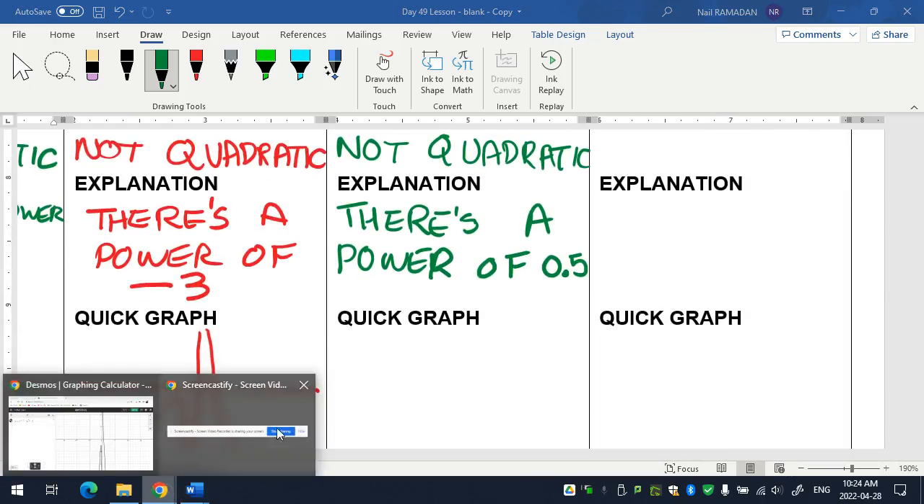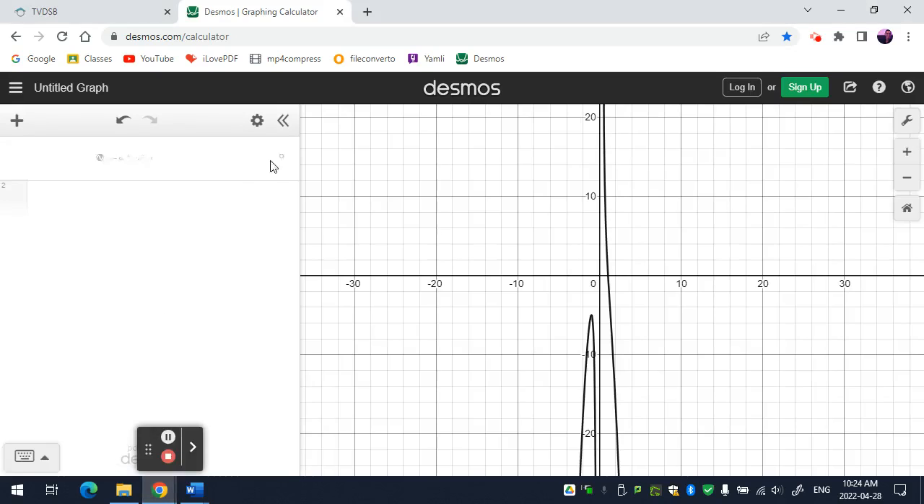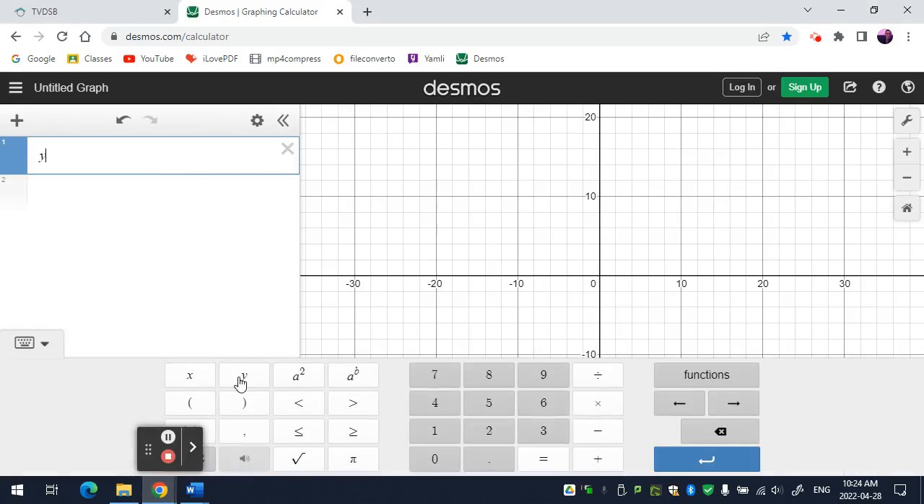Okay. How about the graph? Who can tell me what the equation is? Y equals. Hmm, come on.